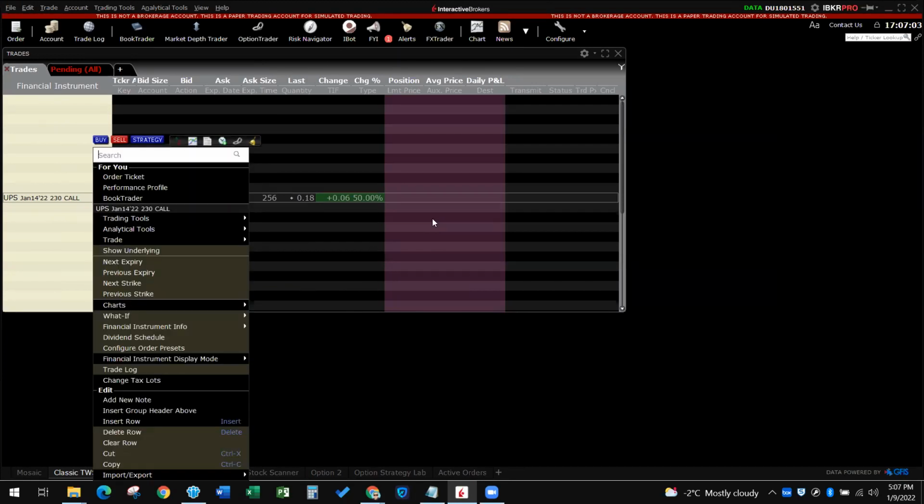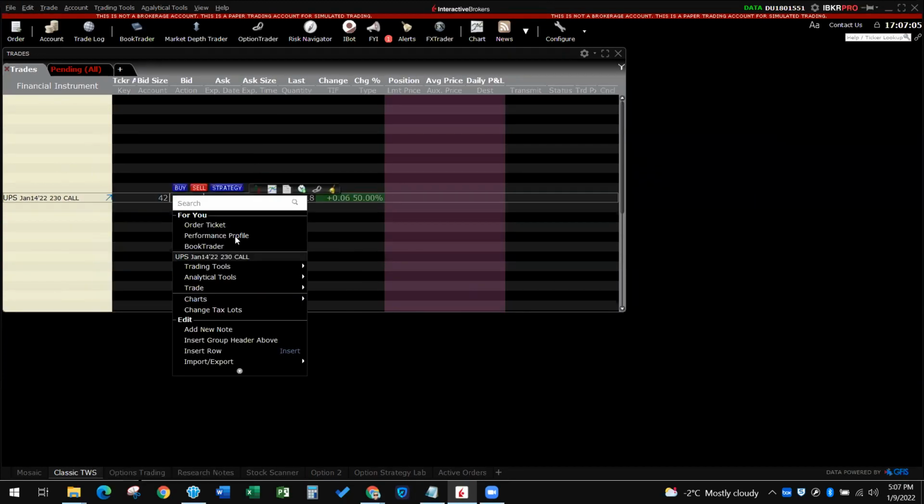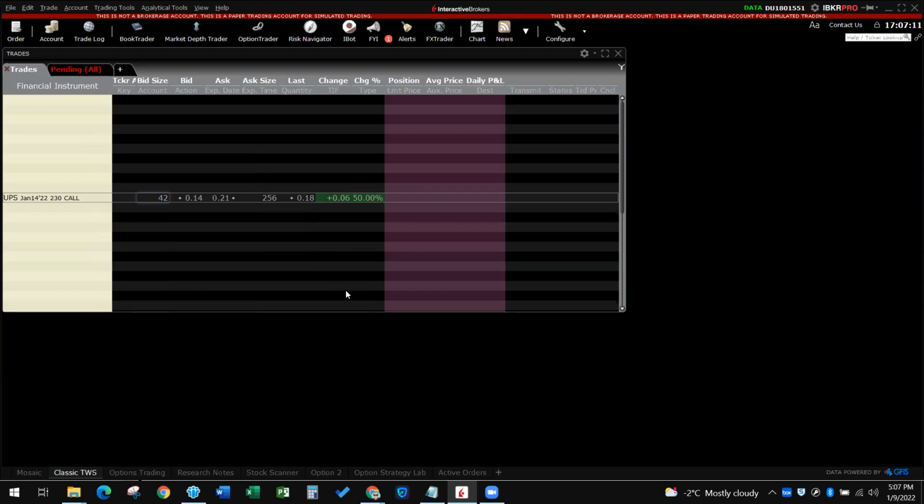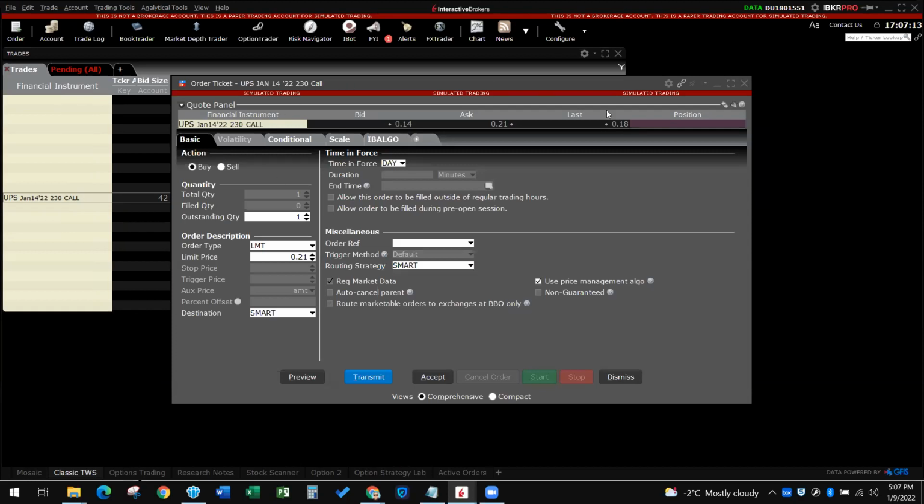Sorry. You can go to order ticket and press the order ticket. This window will pop up. In this window, you can enter all the information you need. For example, in order to buy that automatically, because I don't know how much the price of the call option will be, I have to change the order type to market price.